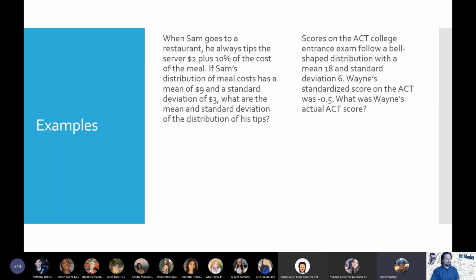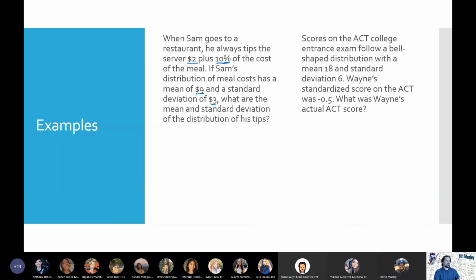So our first example here, we have Sam. He goes to a restaurant. He always tips the server $2 plus 10% of the cost. Sam's distribution of meal costs has a mean of $9, standard deviation of $3. What are the mean and standard deviation of the distribution of his tips? Okay, so we have our original mean and standard deviation of 9 and 3.